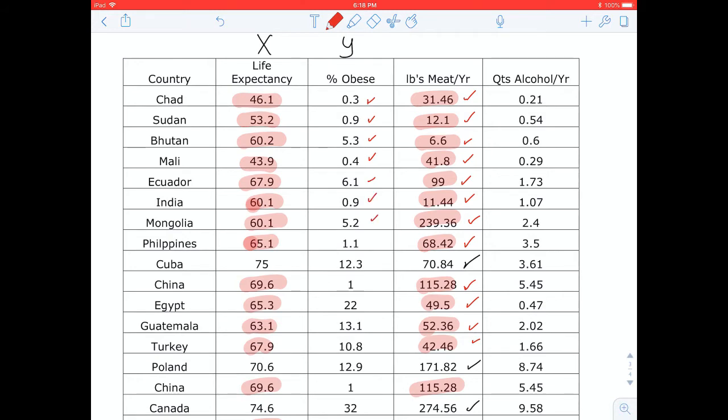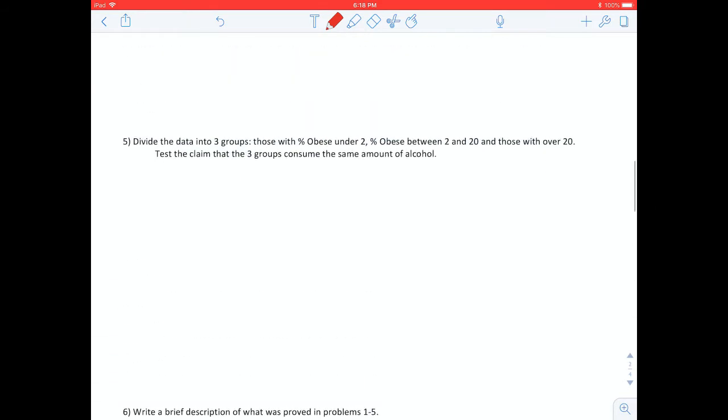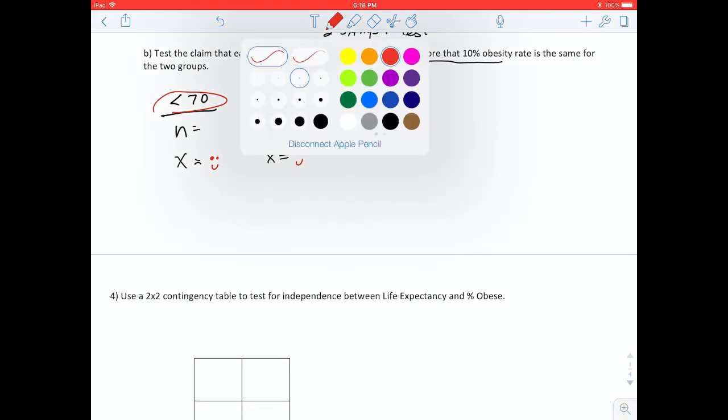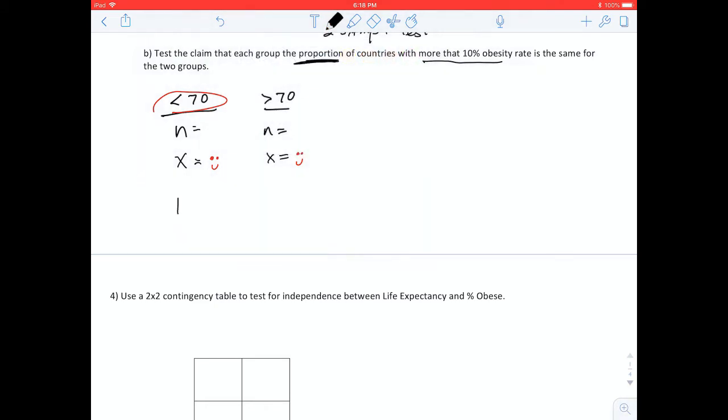1, 2, 3, 4, 5, 6, 7, 8, 9, 10. Anyway, so you count them, and whatever you get for that number goes right here. And then go to the other group that was not highlighted and count how many have more than 10% for their obesity, and that number goes right here. After that, you can do the p hat for each group. You divide those numbers.